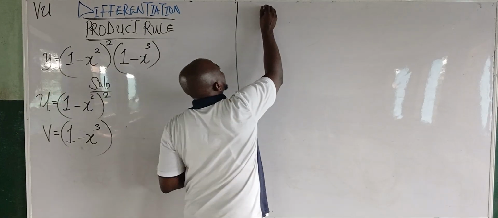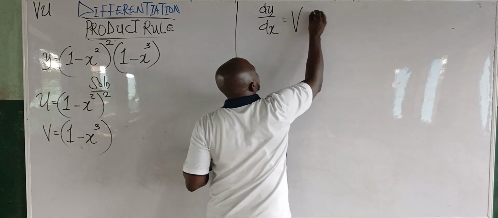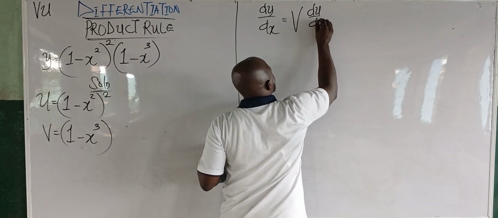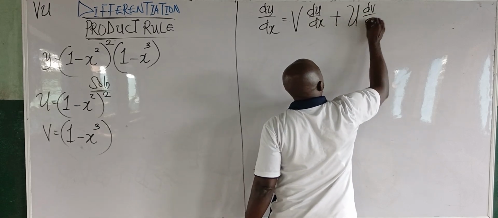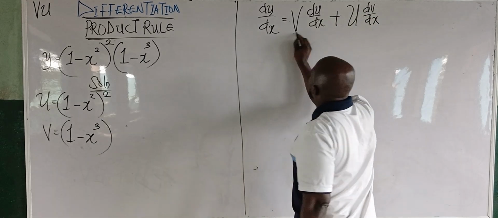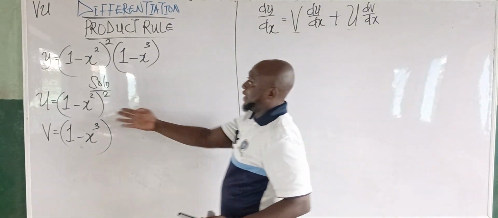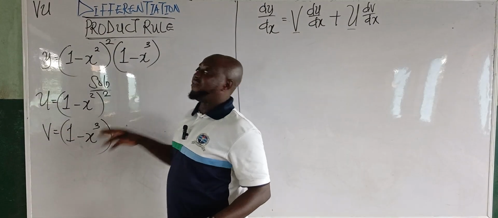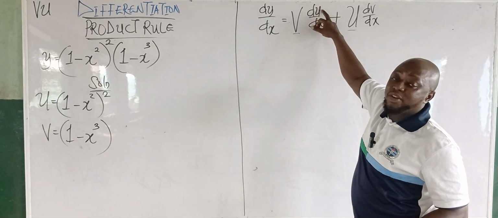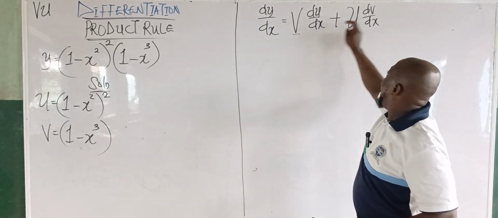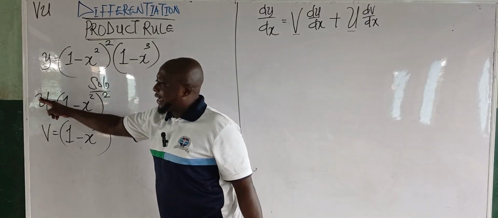From your formula for differentiation, we have it to be V du over dx, and then plus U dv over dx. But observe that we have gotten U and V. This is my U, this is my V. But by the side of V, we need another value, which is du dx here, and then dv dx. So how do we get du dx and dv dx? We're going to get them from here.